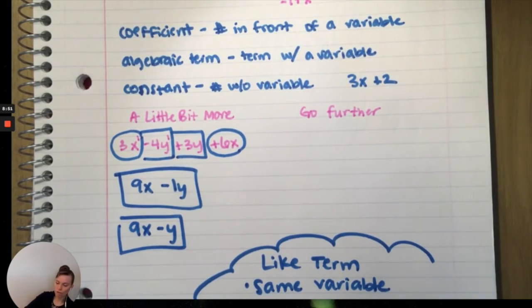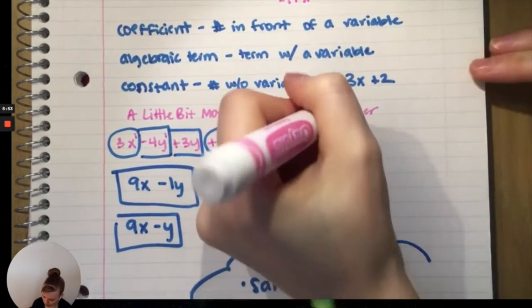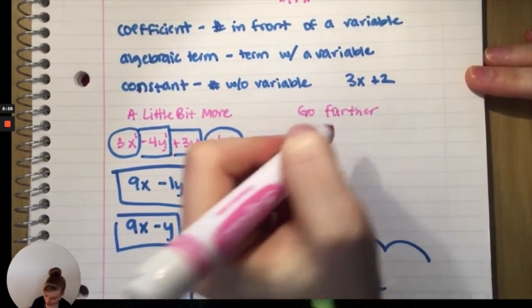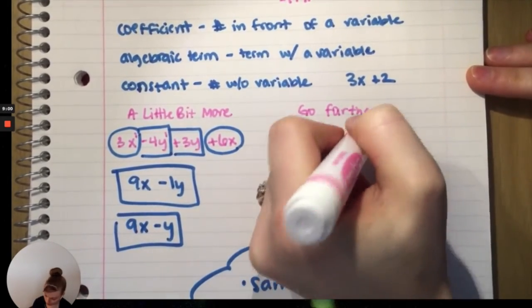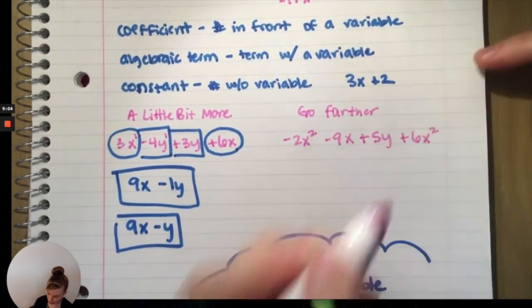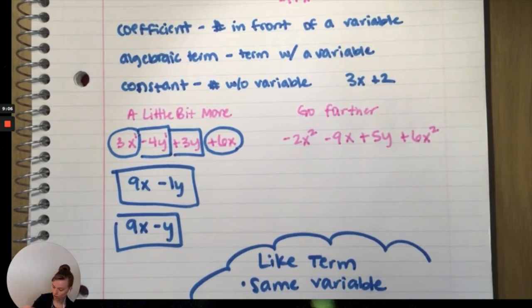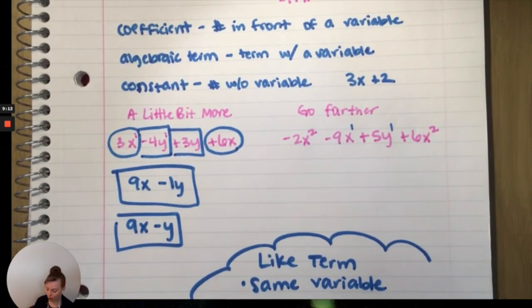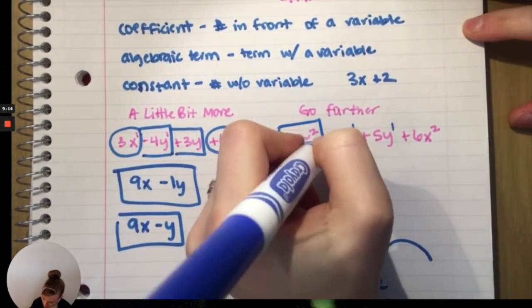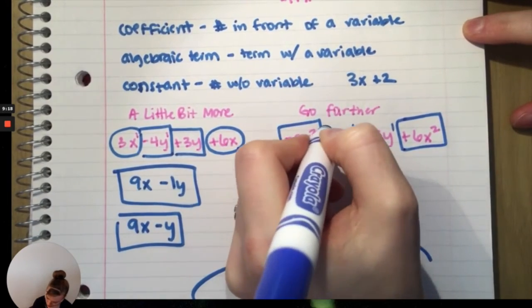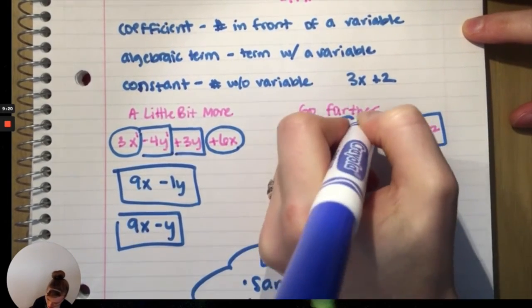If I want to go a little farther, I should make that farther. That's probably more grammatically correct. If I have -2x squared minus 9x plus 5y plus 6x squared. So x squared is a different exponent than the invisible 1s on the x and the y. So this is going to be one kind of term. X to the first is a different kind, and then I'm going to heart these.